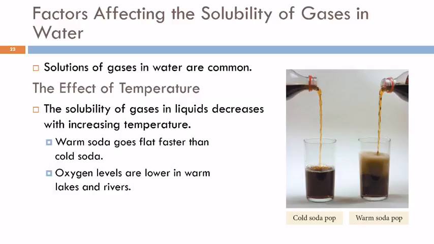And this has a big impact on aquatic life. Fish require oxygen to live, but they don't breathe air. They get the oxygen out of the water. There's dissolved oxygen in water. At higher temperatures, there's less oxygen.